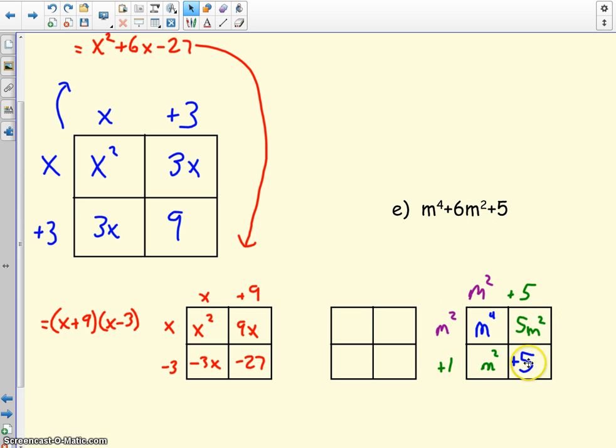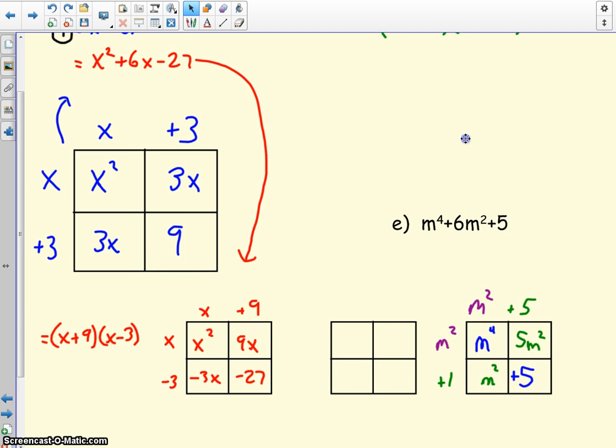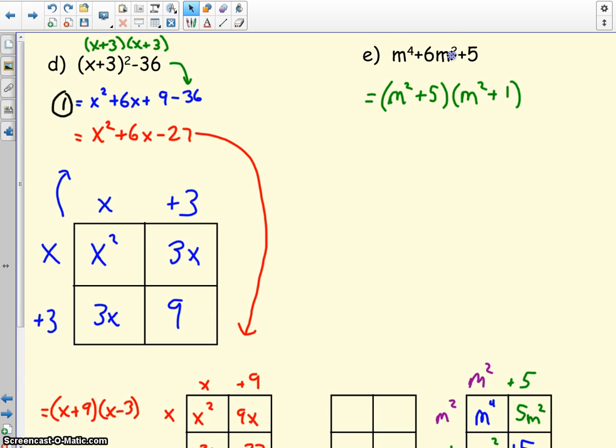So what two numbers multiply to 5 and add to 6? It's going to be 5 and 1. So I'm going to get 5m² and m² because I need them to add to 6m². So this whole thing factors into (m² + 5)(m² + 1).